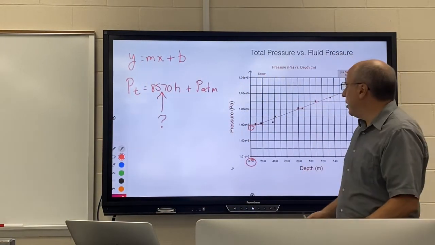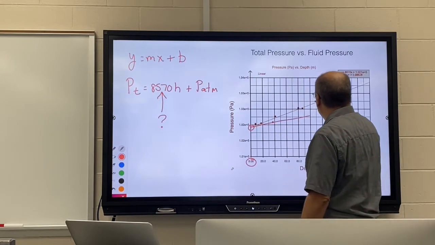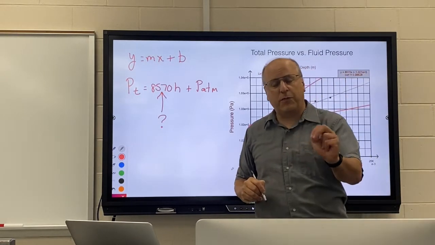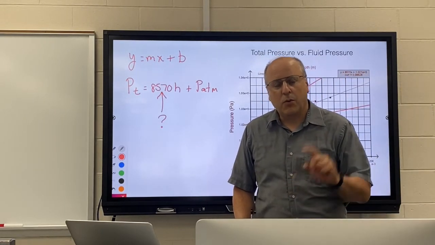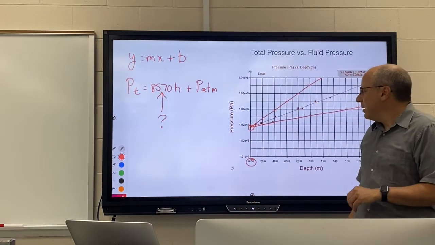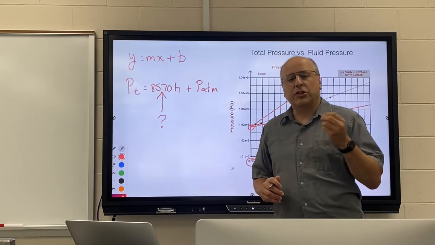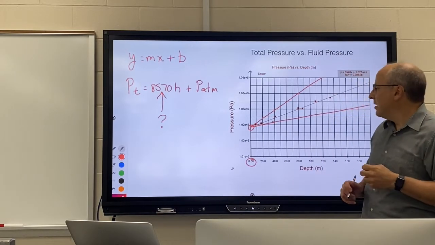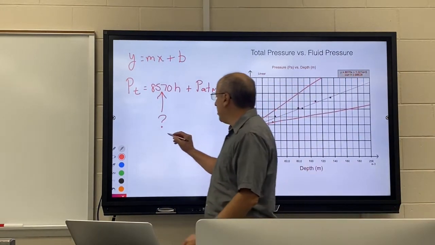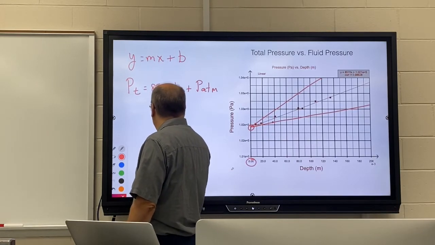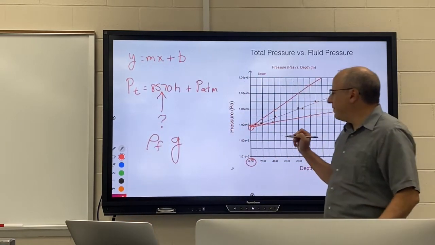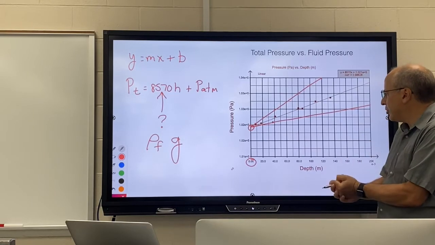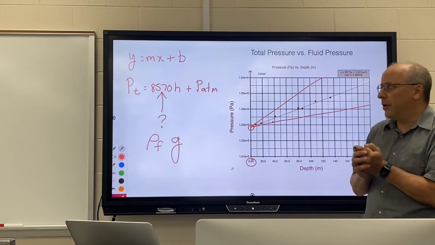What determines that slope? What determines how quickly the pressure goes up as it gets deeper? Well, it turns out there are two factors, and hopefully you can guess what they would be. One, the type of fluid. Two, the strength of the gravitational field where this fluid is located. So once again, the slope is determined by the density of the fluid and the gravitational field where the fluid is located. They are the two things that determine how much pressure is going to be created by that fluid.